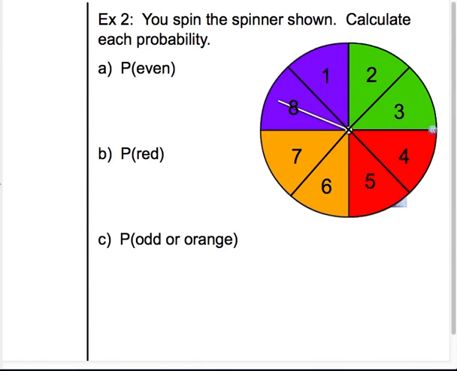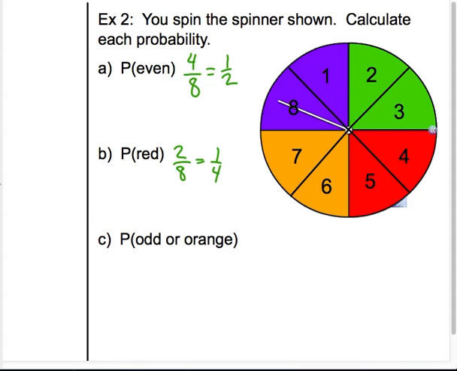Next, we're going to take a look at this spinner. So what is the probability that if we spin the spinner, it lands on an even number? Well, we have 2, 4, 6, and 8, were 4 even numbers out of 8 numbers on the spinner, which would simplify to 1/2. What's the probability that we land in a red section of the spinner? There are 2 red sections out of 8 sections total, which would simplify to 1/4.